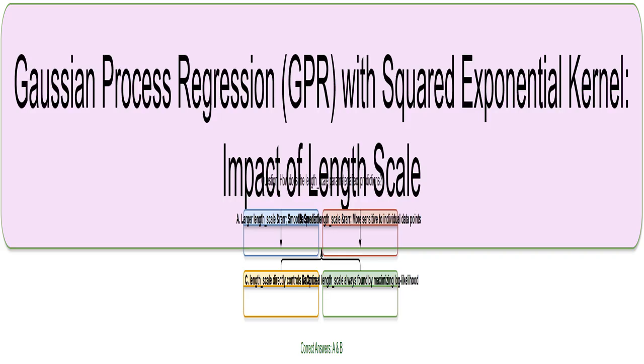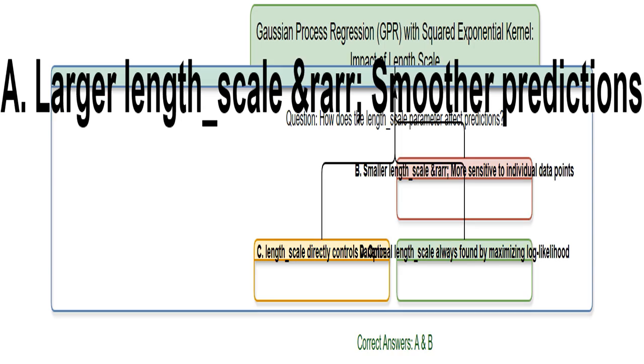A larger length scale makes your predictions smoother because the model assumes nearby points are highly correlated. This is true, it leads to smoother predictions because points far apart are considered similar. A smaller length scale means the model is more sensitive to individual data points because only close points are strongly correlated. This statement is correct. You get a less smooth prediction because the model reacts more to the specifics of each data point.